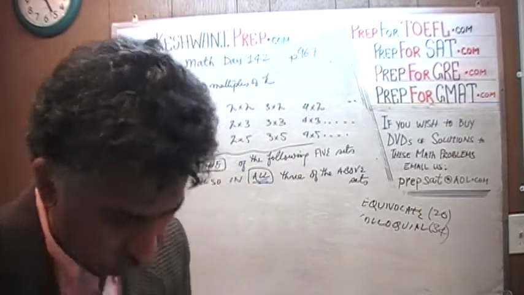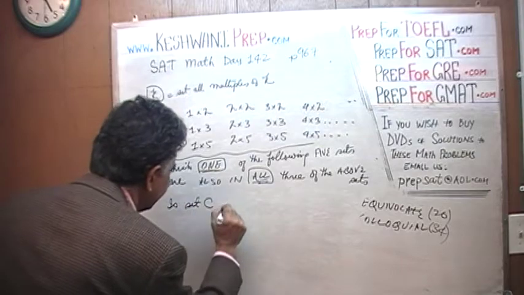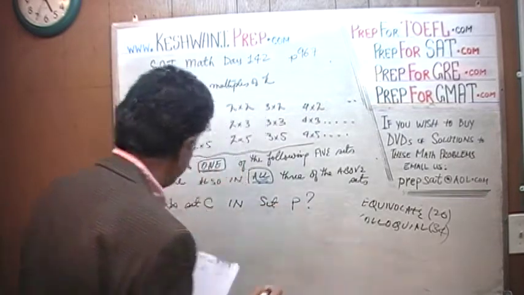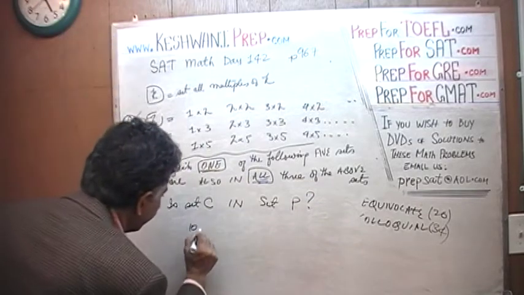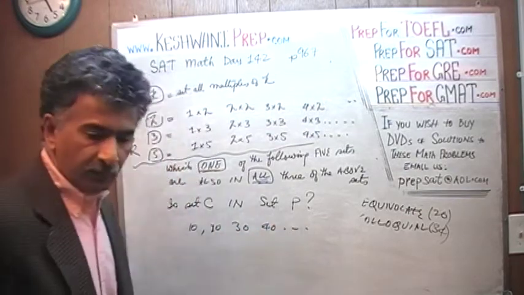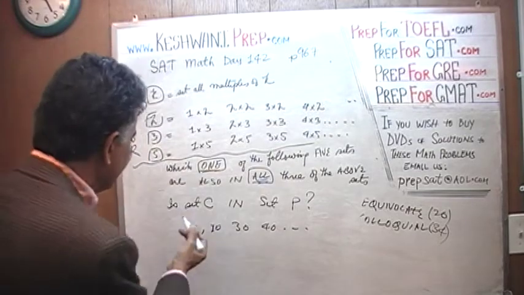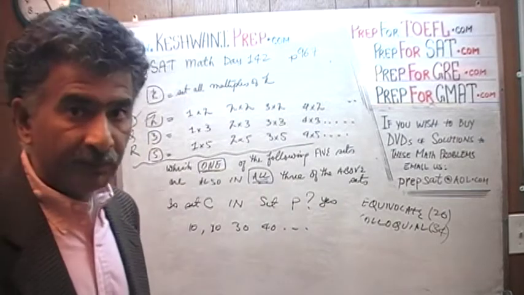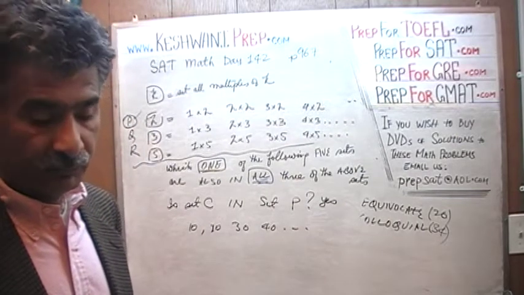Same question, answer choice C is set C in set P. Well, let's see what set C represents first of all. Set C represents multiples of 10. 10, 20, 30, 40 and so forth. Well, 10, 20, 30, 40, they are all even numbers. So the answer is yes. Is set C in set P? The answer is yes, because set P is a set of even numbers, and therefore a set of even numbers will consist of 10, 20, 30, 40 and so forth.